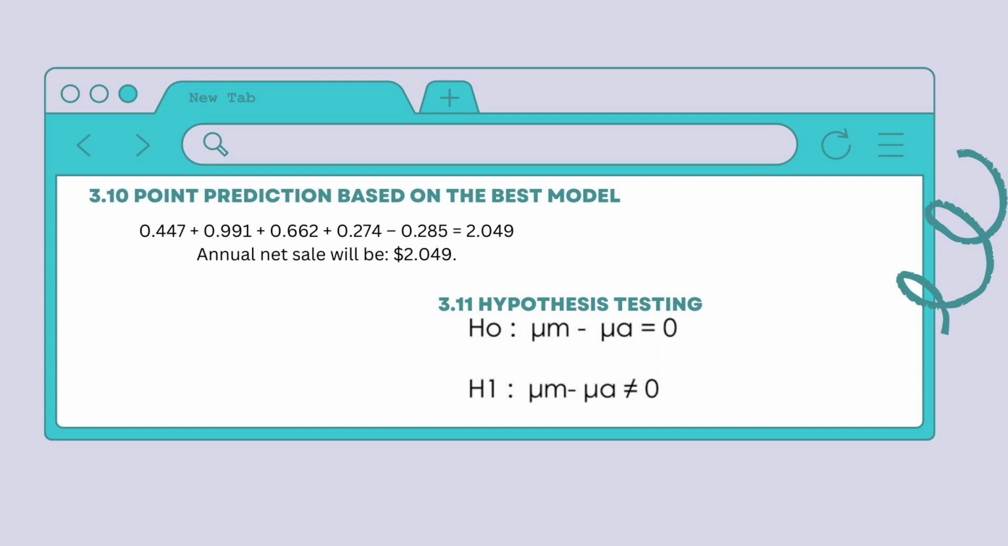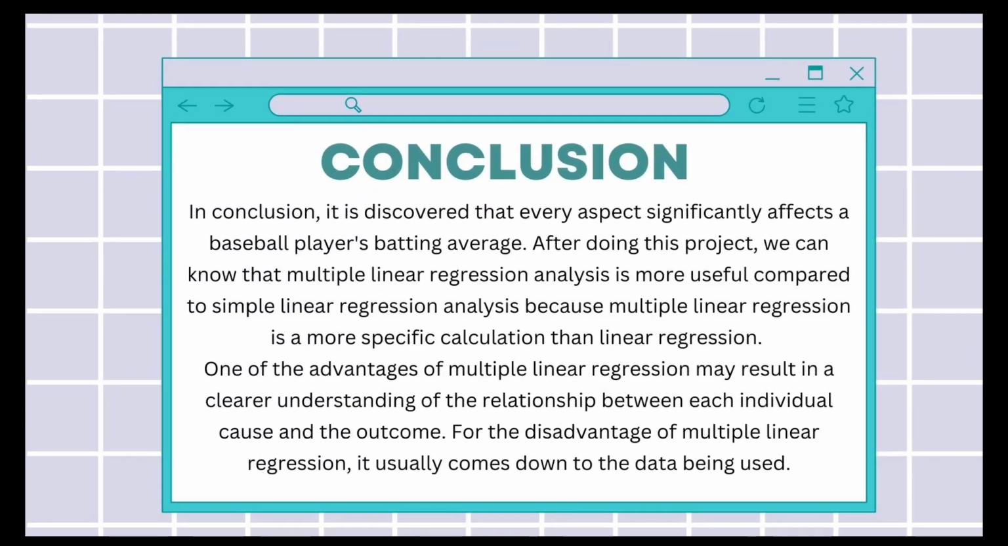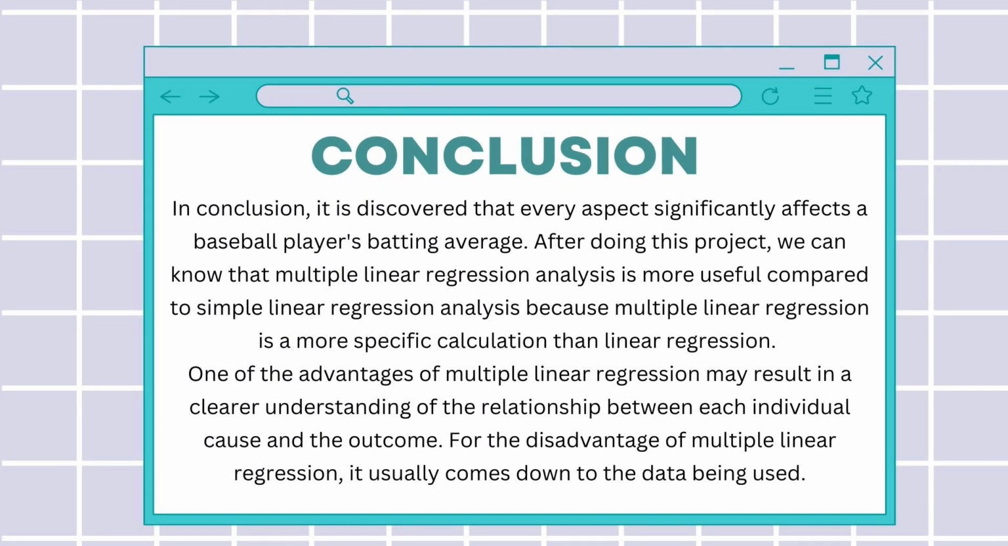For the strikeout, the p-value is 0, alpha is 0.05, p-value is less than alpha, reject H0, which means accept H1. From that, there is a significant relationship between batting average and strikeout. The last part is the conclusion. It is discovered that every aspect significantly affects a baseball player's batting average.